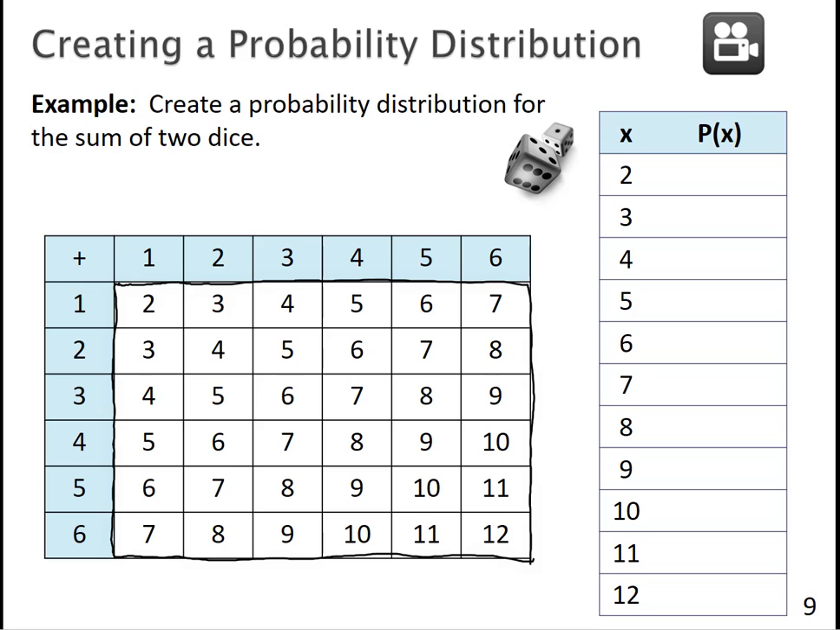So if in the leftmost column I see a 1, and in that top row I see a 1, where those two entries intersect, I should see a 2 because 1 plus 1 is 2. Okay, so again, I'm going to use that table to fill out the table on the right. Now, you might need to ask yourself, if you have to create the sample space for an example that you're working, how do I know that my table is complete? How do I know that I have all the possible sums?